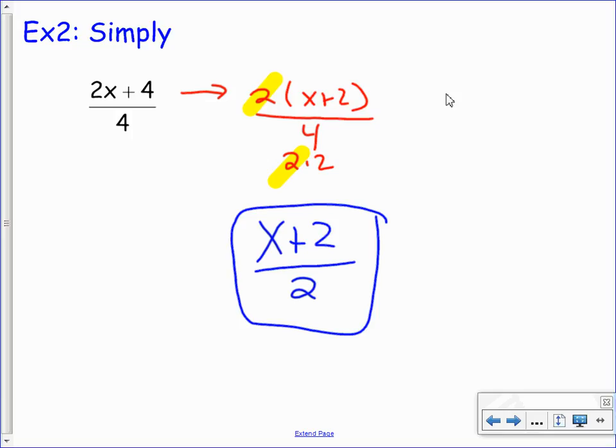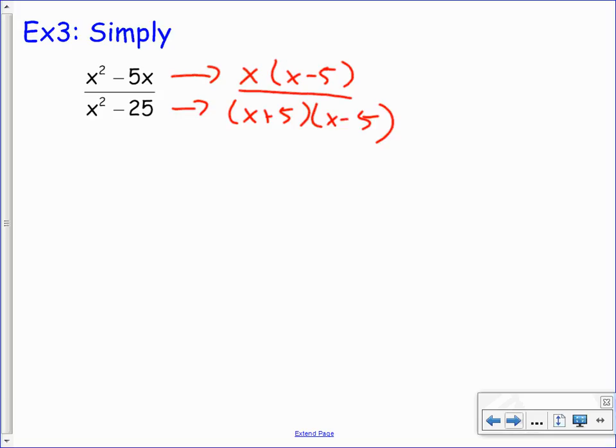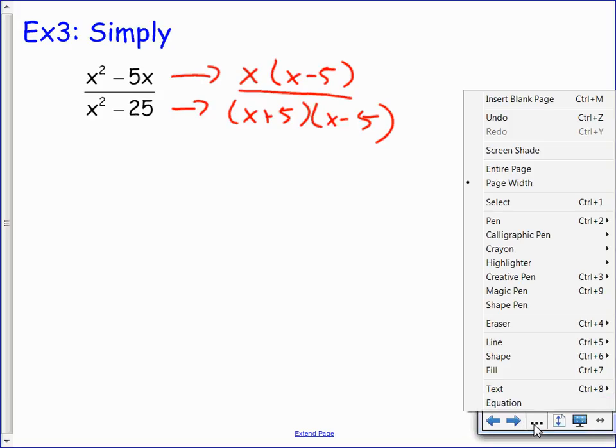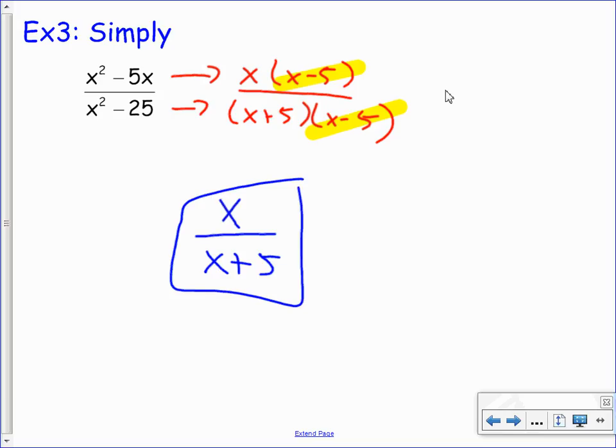Alright. Anyway, here we go. What do we got? This is x and then x minus 5. x plus 5 and x minus 5. Here we go. 1 from the top, 1 from the bottom. Okay. Cancel. So final answer. So easy, but that's why we do this first.